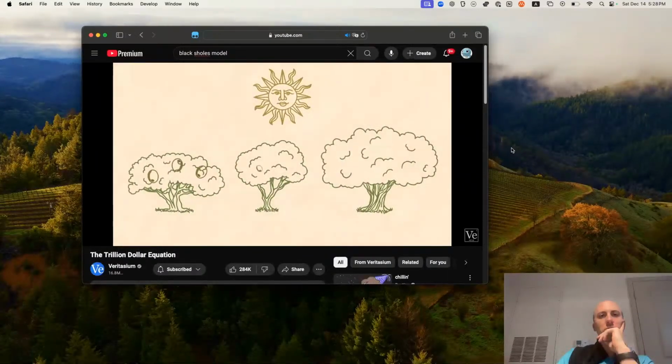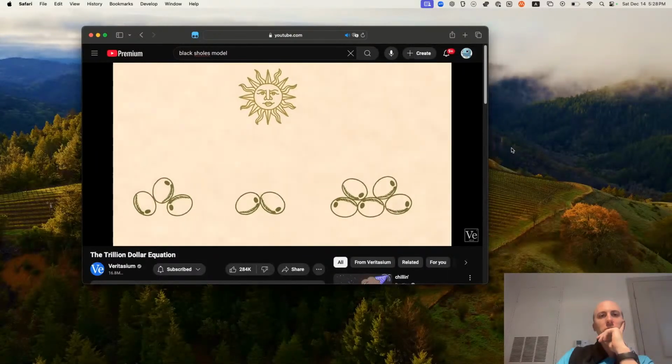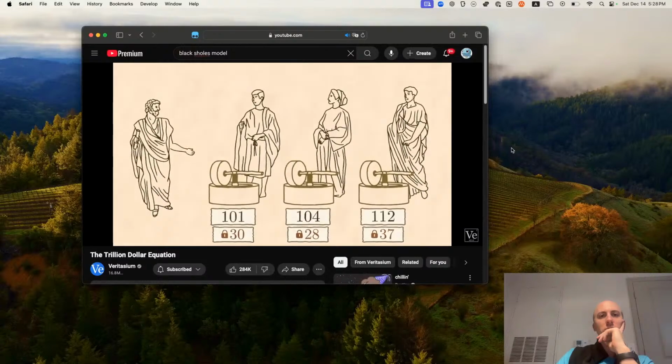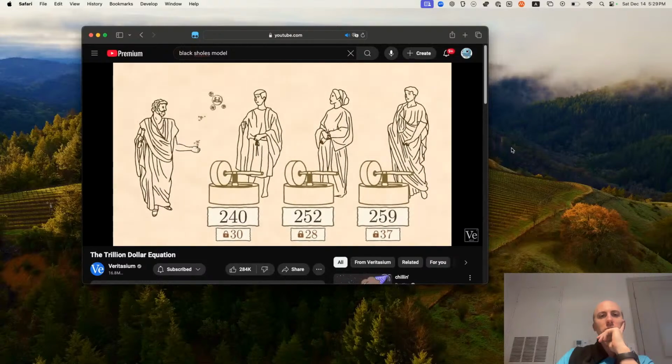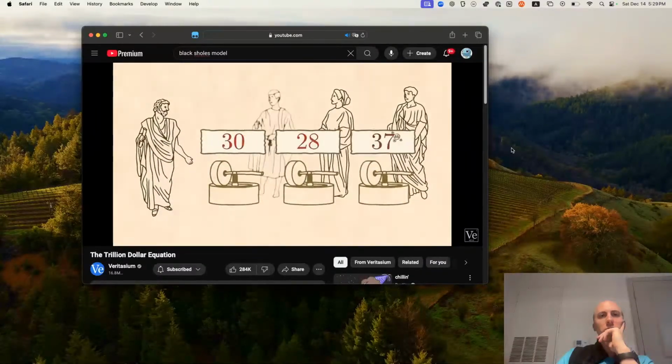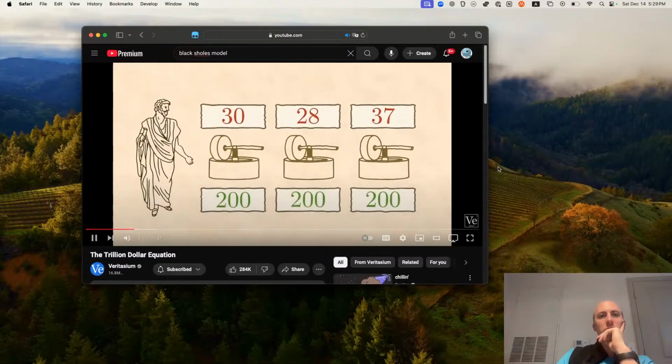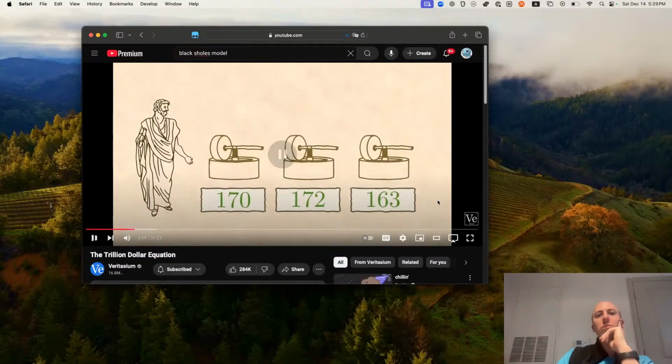When the harvest came, Thales was right. There were so many olives that the price of renting a press skyrocketed. Thales paid the press owners their pre-agreed price, and then he rented out the machines at a higher rate and pocketed the difference.